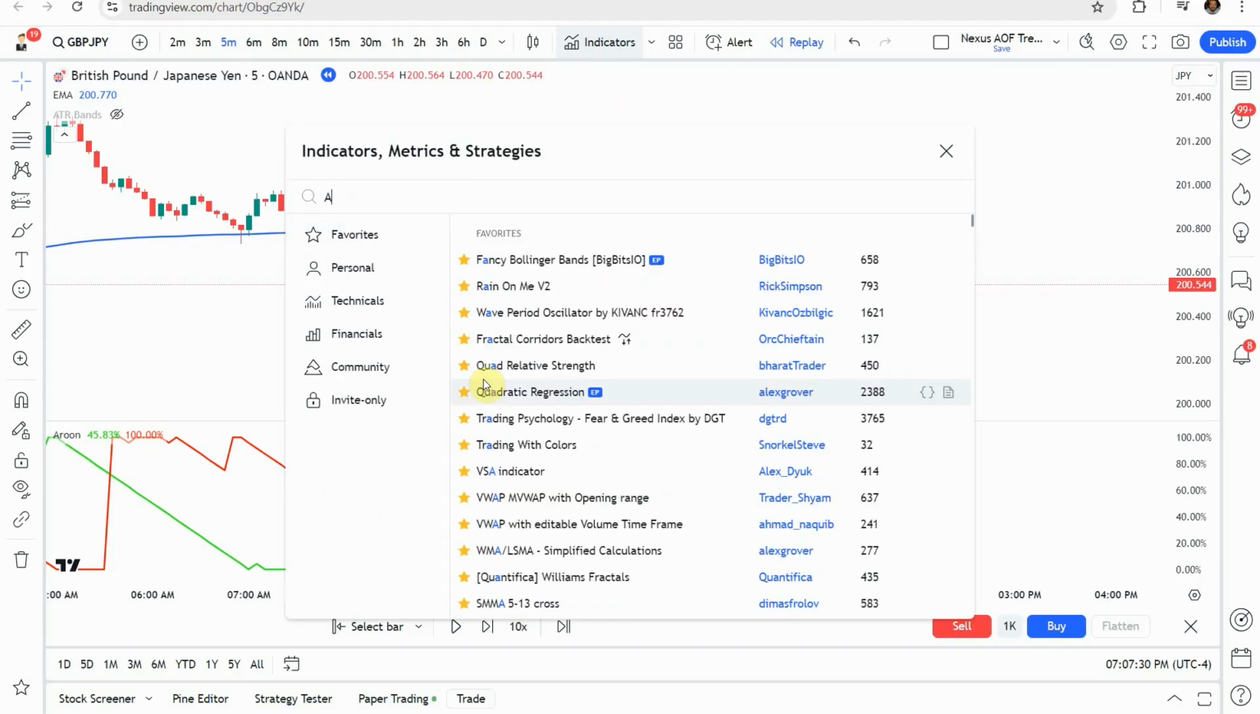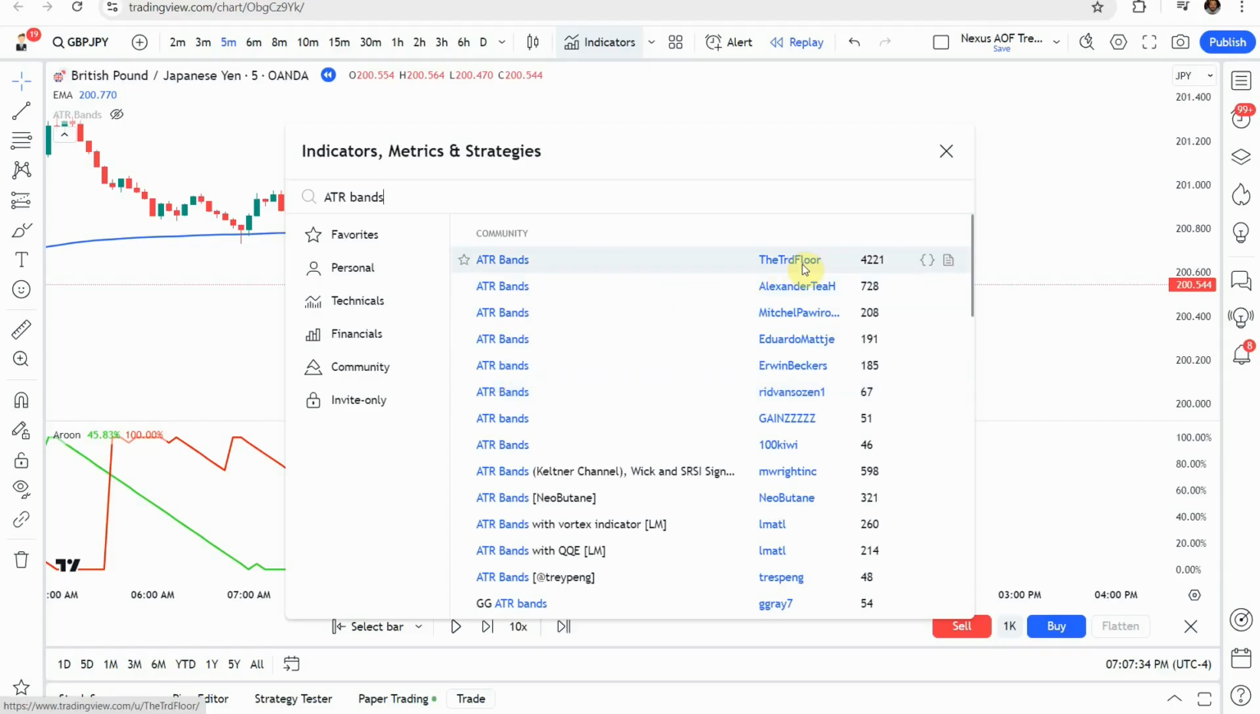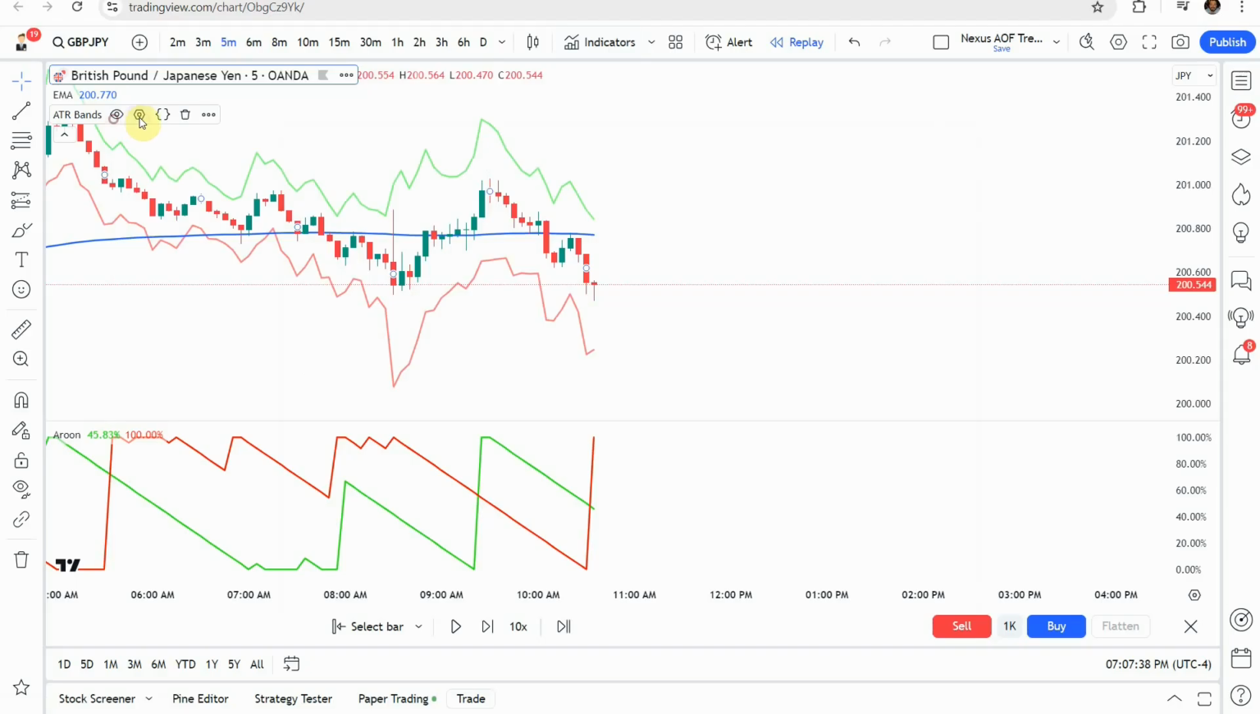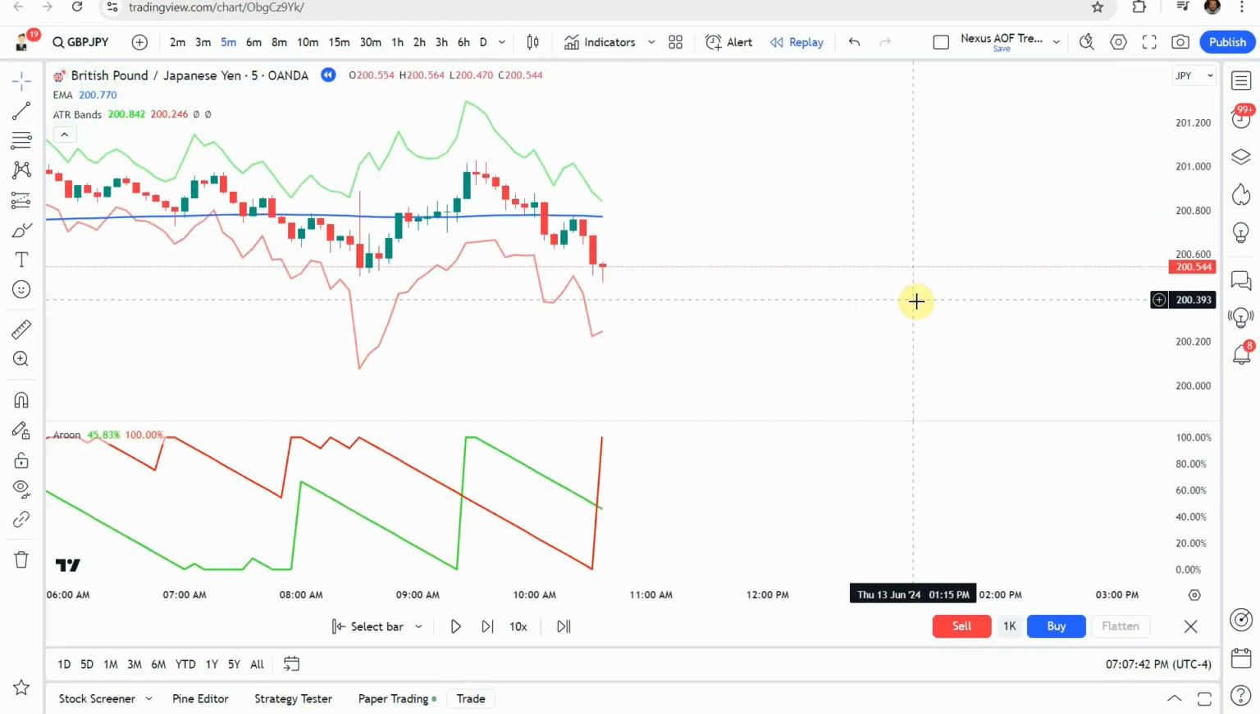And then the last indicator we will add to the screen is going to be the ATR bands indicator. It'll be this one right here. Just go ahead and click on that and add it to the screen. And this one stays completely on default. Don't have to change anything on that.